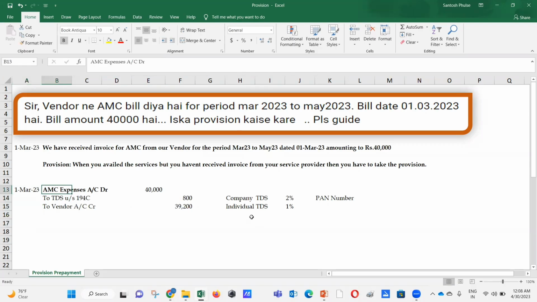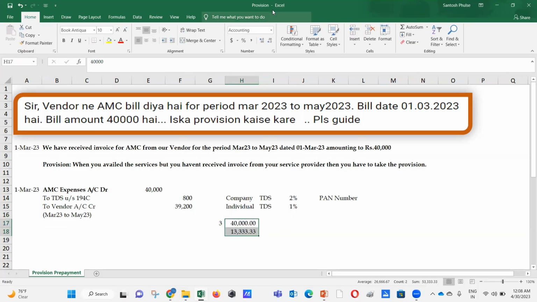Now coming back to the next, these expenses are for the period of March 23 to May 23. That's going to be your March, April, May, so for 3 months, right? For the 3 months, you have the expenses of 40,000. Then how much is it for 1 month? That's going to be 13,333, right? March, April, May, yes, for the 3 months.